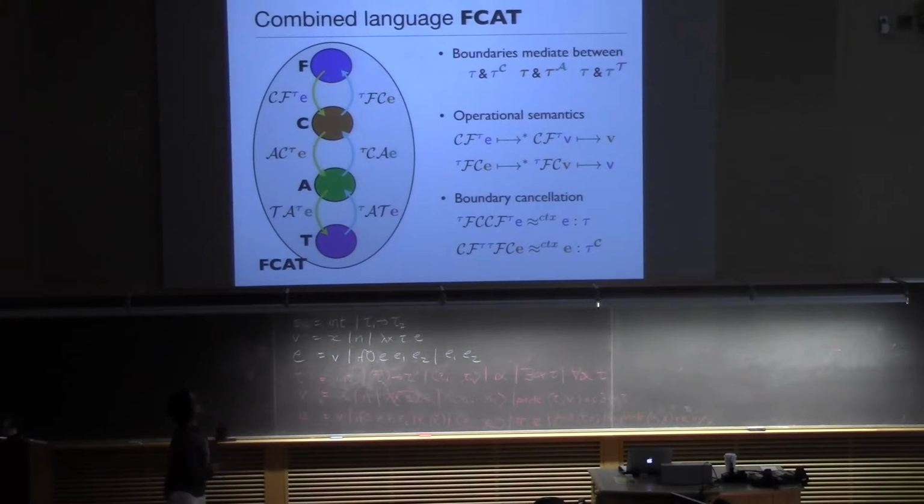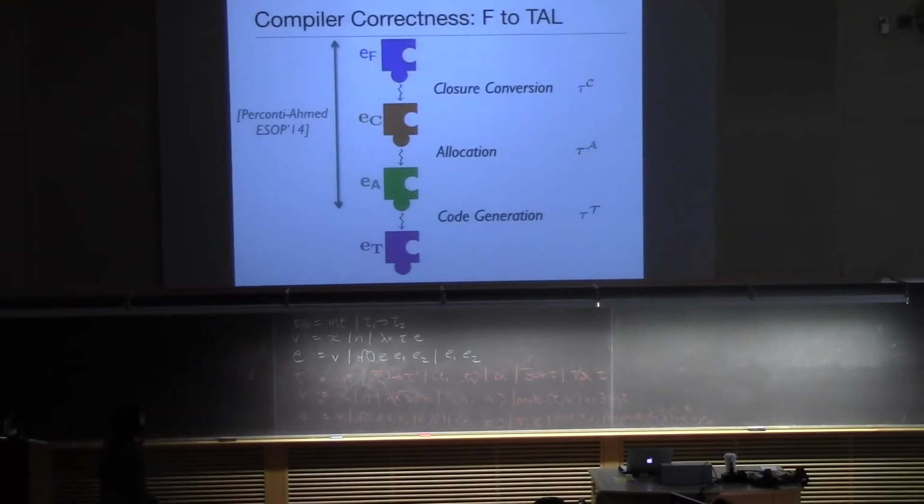And another one is boundary cancellation. This is really important. If I put two reverse boundaries around a component, I should get something that is contextually equivalent in my multi-language to the original component. And if I don't get this property, boundary cancellation, falling out of the definition of contextual equivalence for my language, then I haven't defined my multi-language properly, and there's something wrong with it. You can't use it as a compiler correctness specification. All right? Okay. All right.